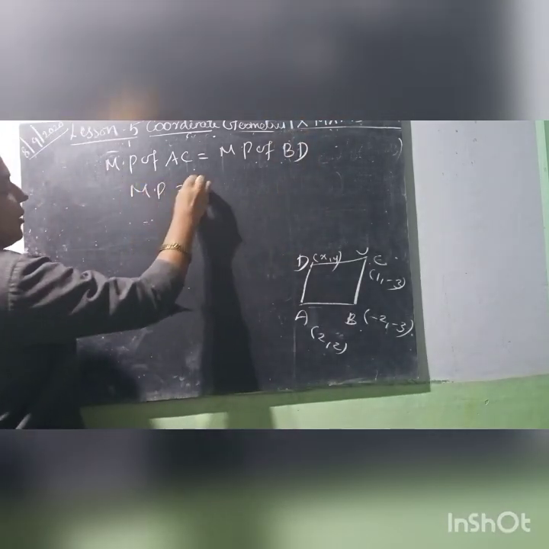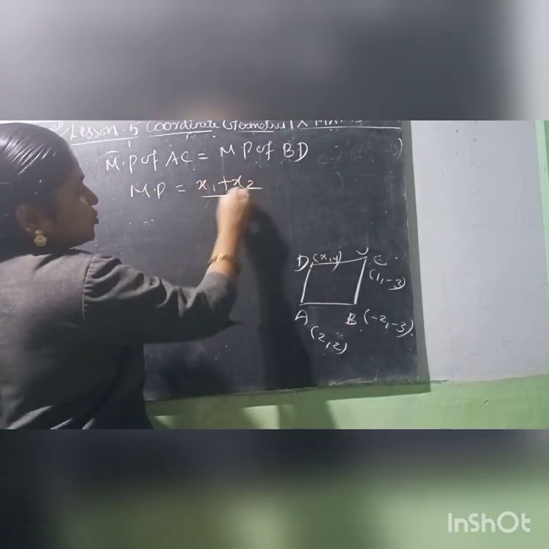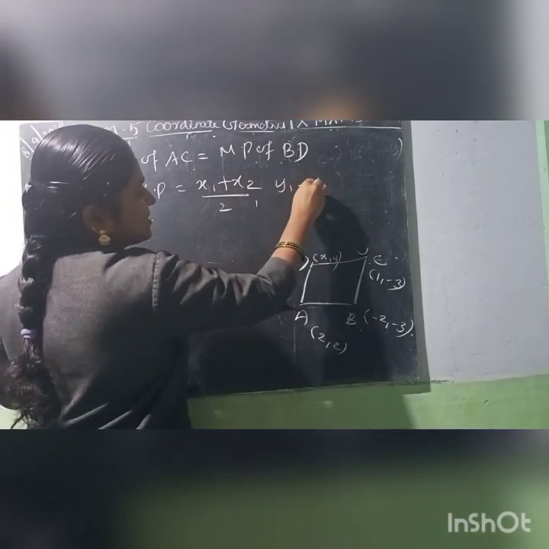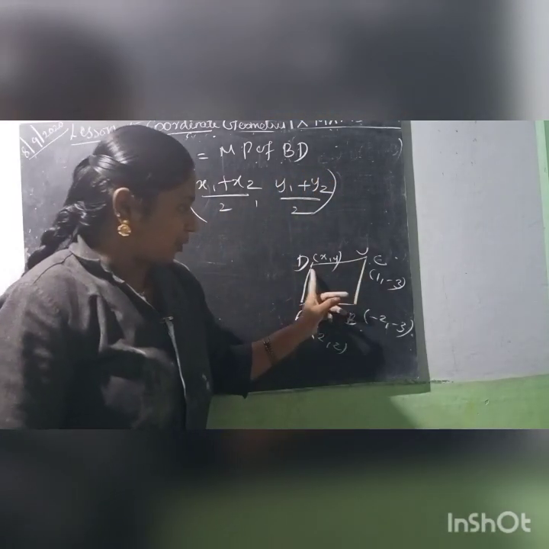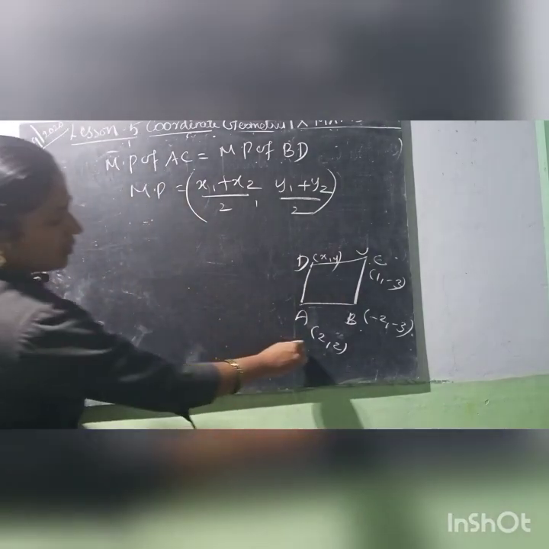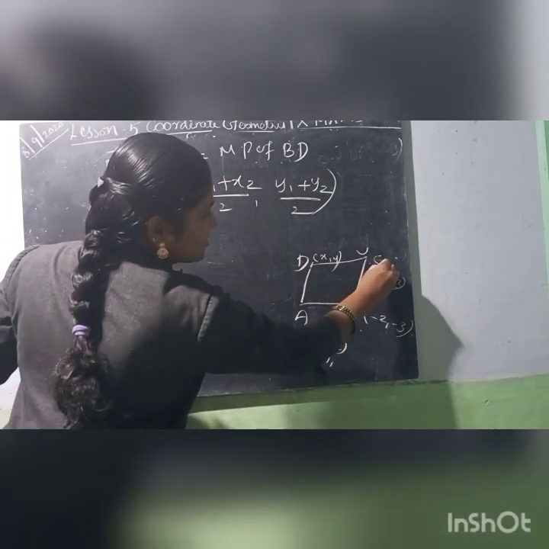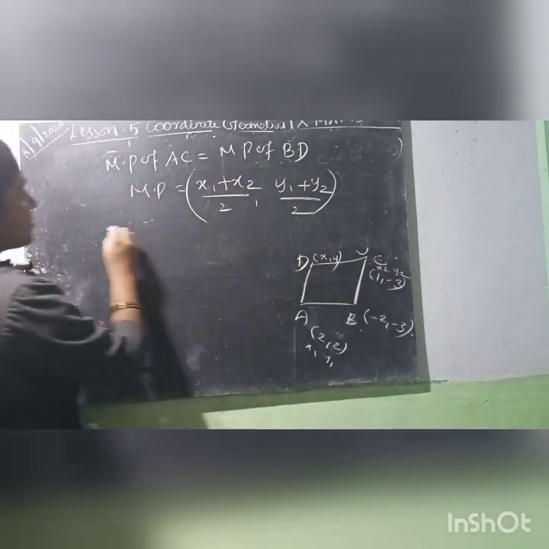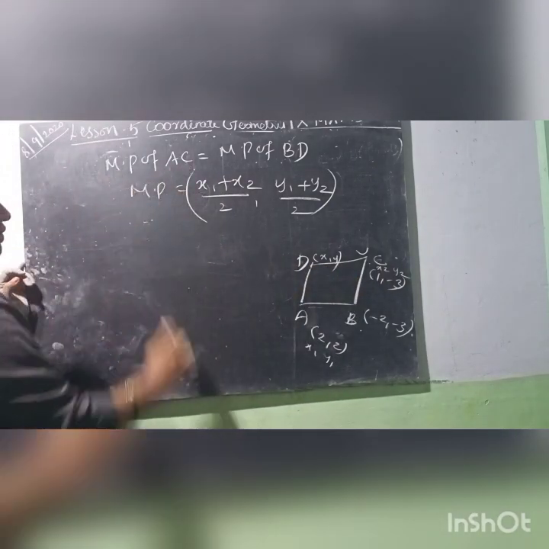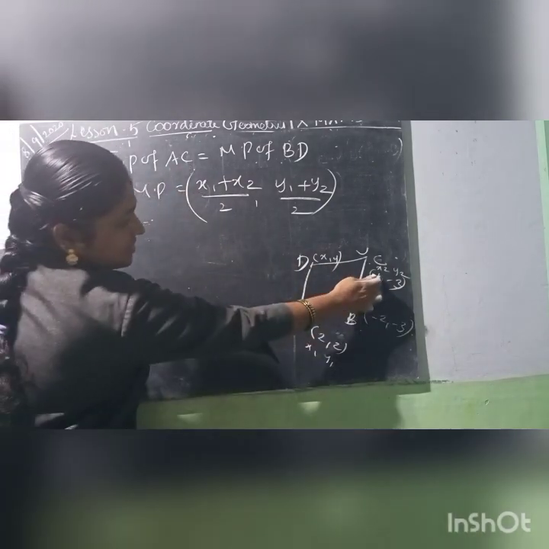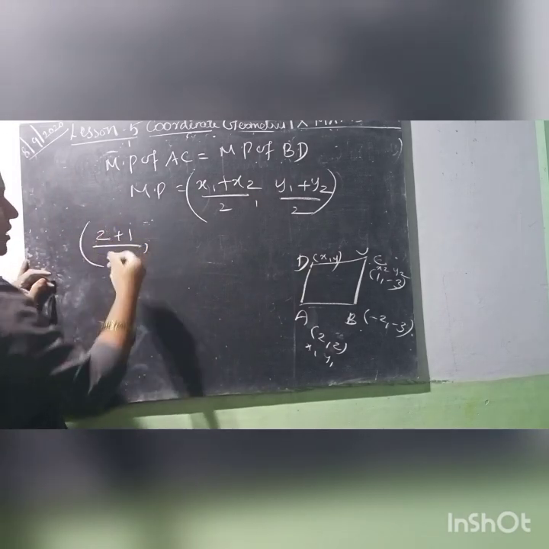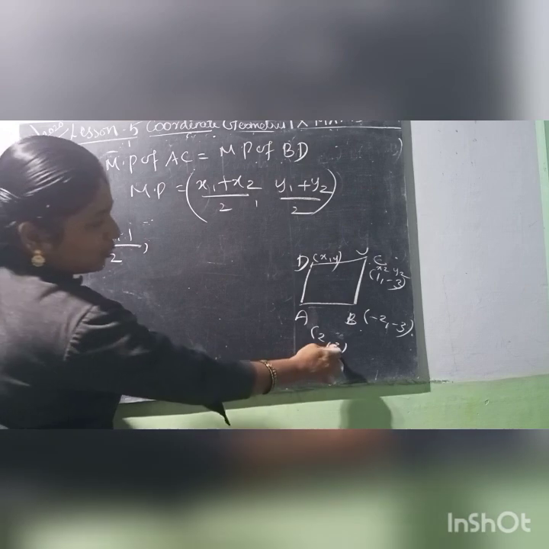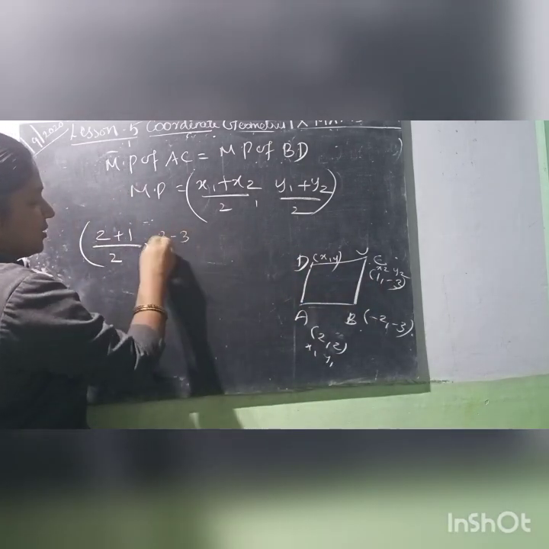Before that, we will write the midpoint formula: (x1 plus x2) by 2, (y1 plus y2) by 2. We can equate both midpoints. So now this is (x1, y1) and this is (x2, y2). First we find the midpoint of AC: (2 plus 1) by 2, (2 minus 3) by 2.